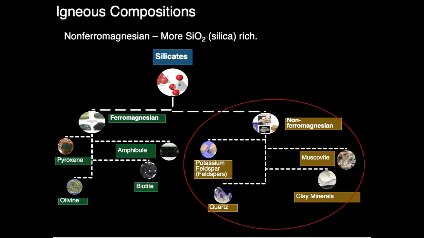The non-ferromagnesian minerals, especially quartz and feldspars, are more silica-rich, SiO2-rich, than the ferromagnesians are. This has to do with various things, one being their formation, which is typically towards the later stages of magma cooling, when most of the ions have already been bonded to other things. So most of the material that is left is just silicon and oxygen. But it also has to do, and is perhaps more importantly due to, the chemical structure that they have.